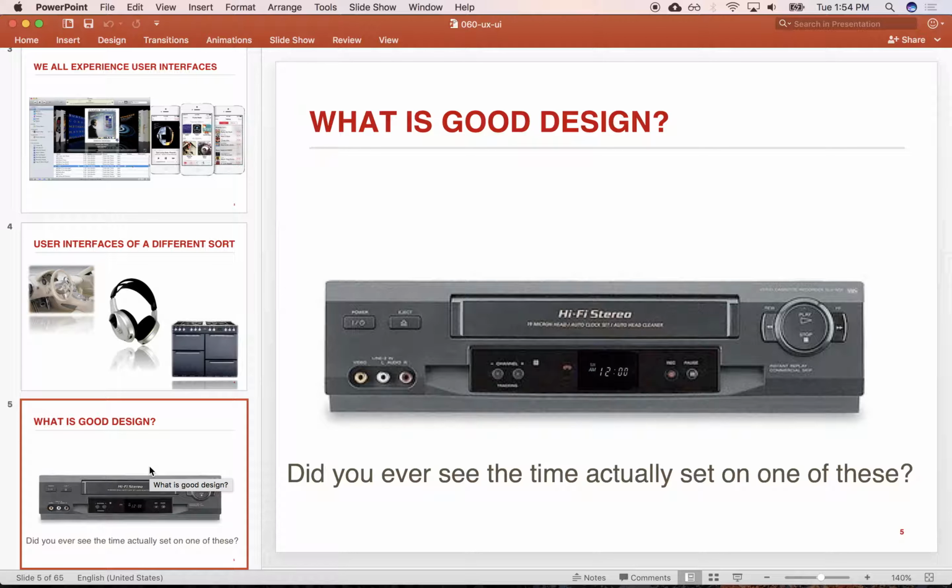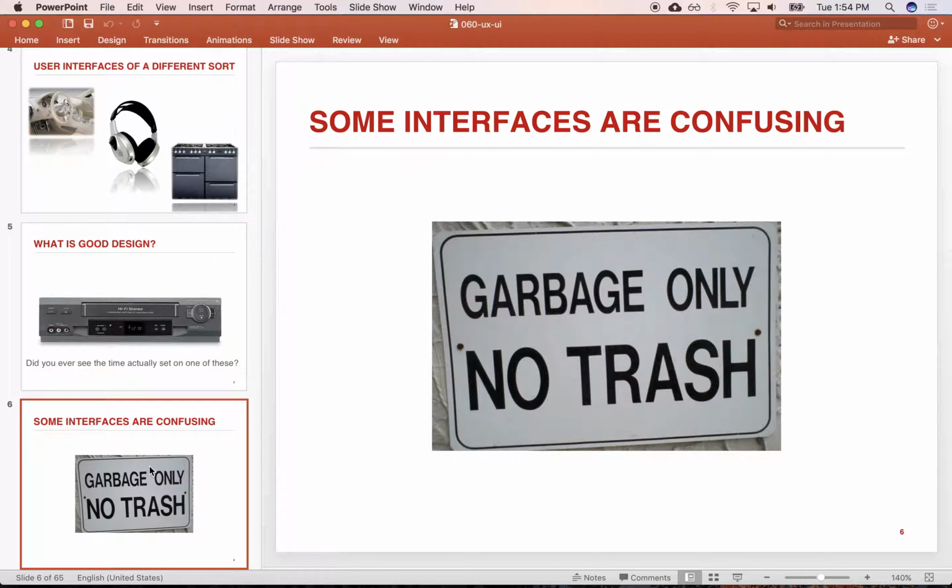I don't know if anybody has ever seen one of these, if your parents or grandparents still have one of these hanging around. A lot of things in there, a lot of very busy things that no one ever used. Some user interfaces are confusing or contradictory or ambiguous on what you actually mean.